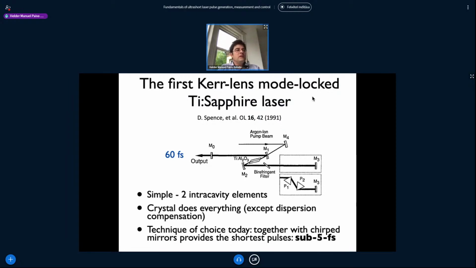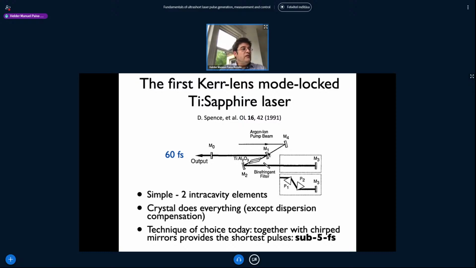So the very first Kerr lens mode locked laser, a type of ultrafast laser, is perhaps the simplest and at the same time the laser which has the highest performance in terms of pulse duration. It is composed of a cavity, with one mirror here, and there is also a material here which is a crystal. But to make this laser mode lock, you have to put a pair of prisms in this section. This will introduce negative dispersion, and that's how the very first Kerr lens mode locked laser was done 30 years ago now. So a long time ago already.